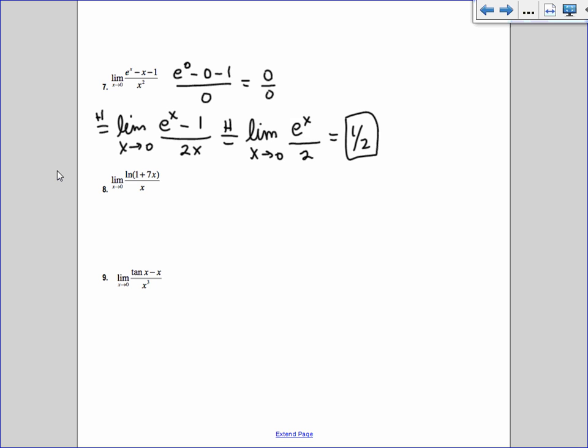Nope. Okay, you walk out. All right, this one. So I have the limit as x goes to 0 of natural log of 1 plus 7x. If I plug in 0, do you see it's natural log of 1? What's natural log of 1? 0. So I have 0 over 0.